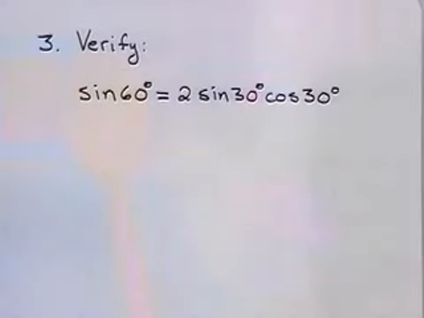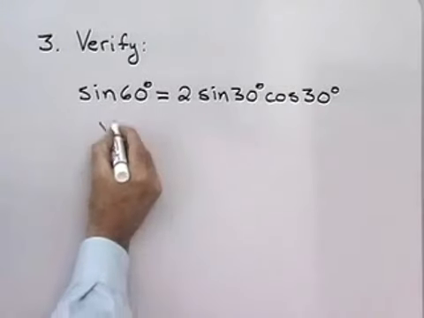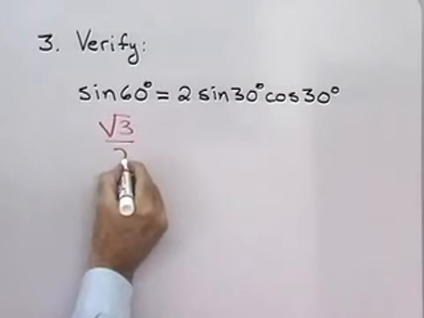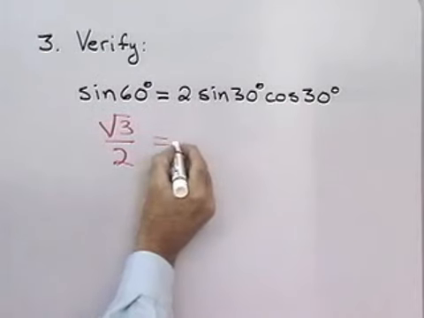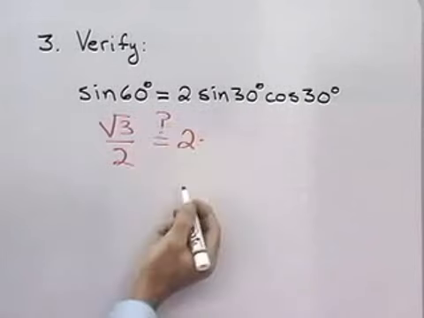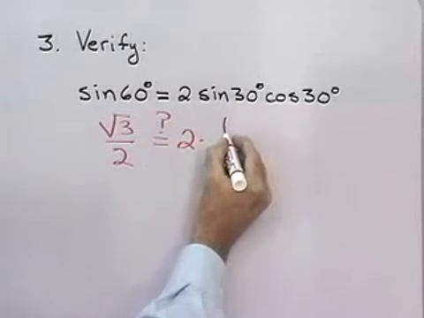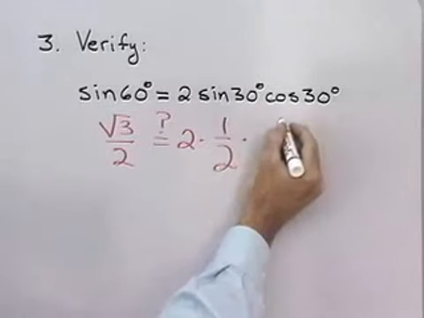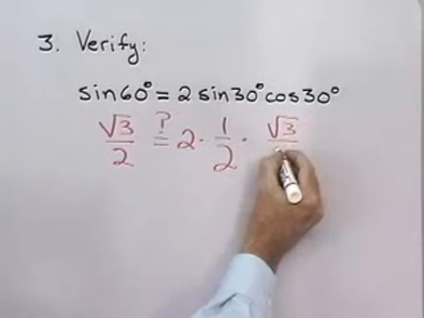One more problem. Let's just verify that sine 60 is 2 sine 30 cosine 30, just so we can have one of these double angle formulas verified. So sine 60, see if I can get this right this time, is square root 3 over 2. That's 2 times, okay, sine 30. Let me put a question mark here because I want to see if this is true. Sine 30 is 1/2. Cosine 30, square root 3 over 2.